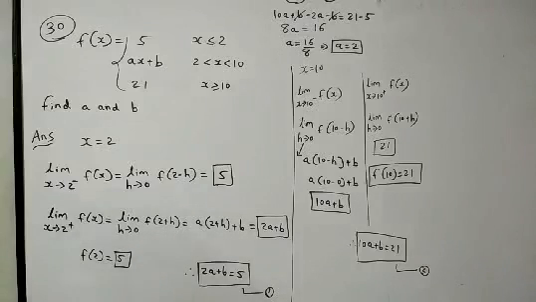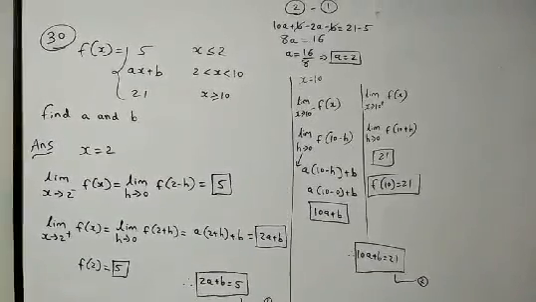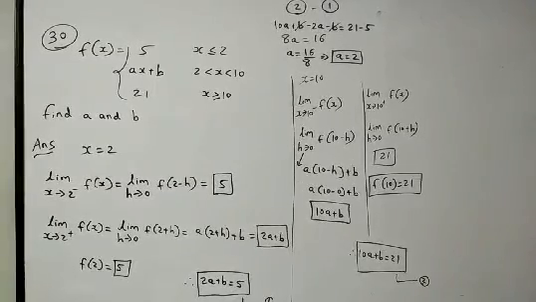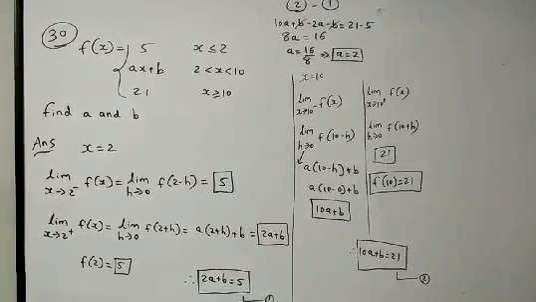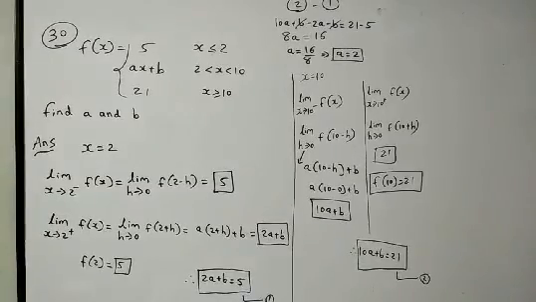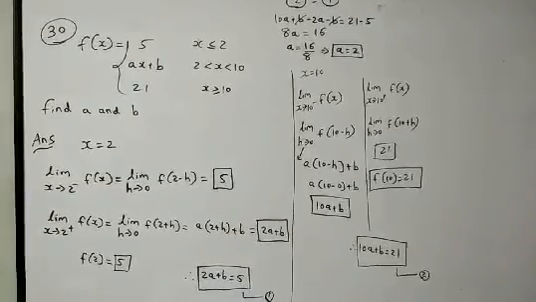Clear? I hope you can see this. What we have done, 2 minus 1. So 10a plus b minus 2a minus b, our answer is 21 minus 5. So 16. 8a is equal to 16. So a equal to 2.